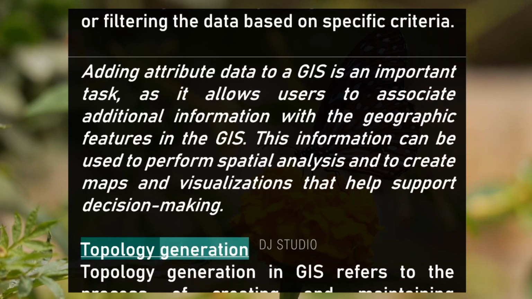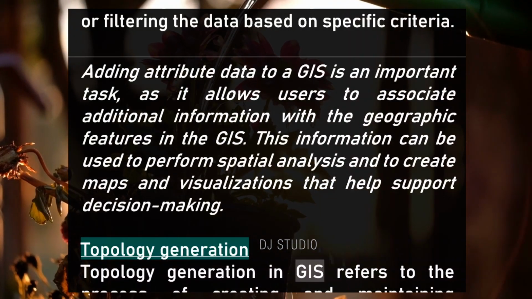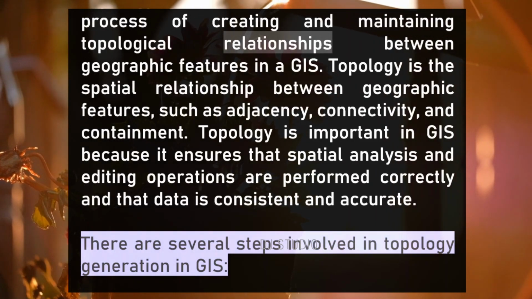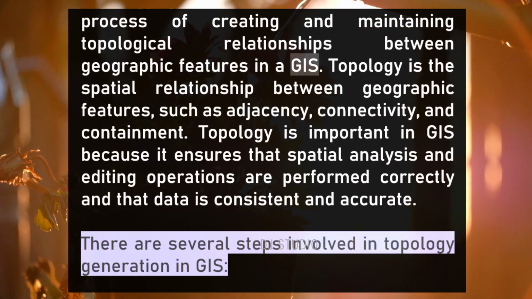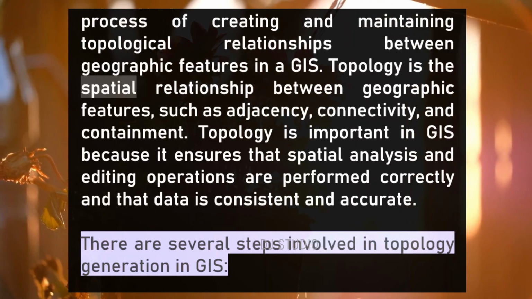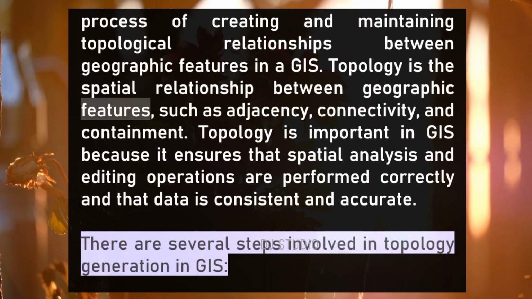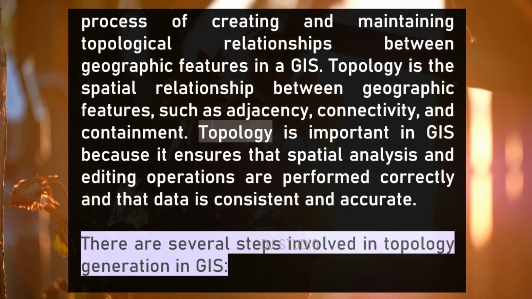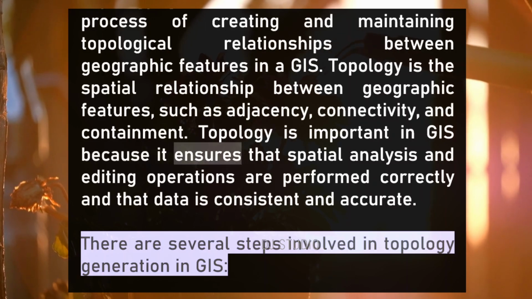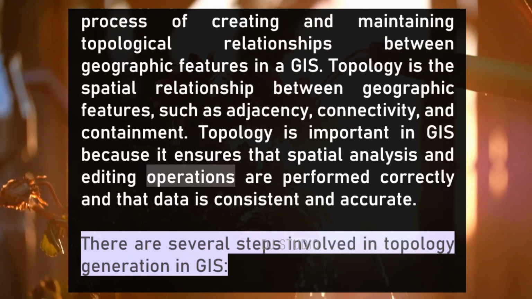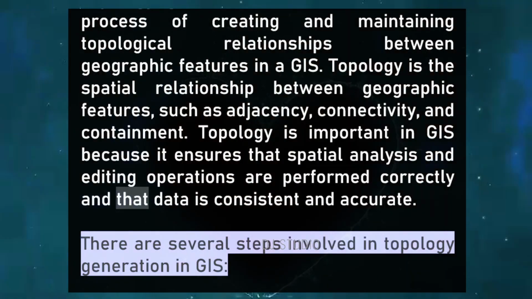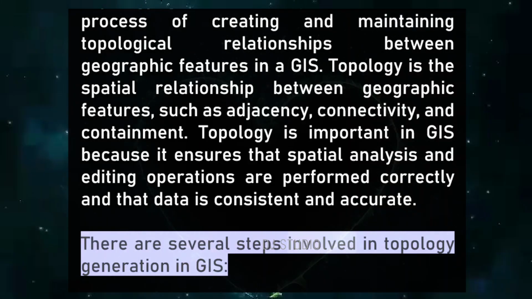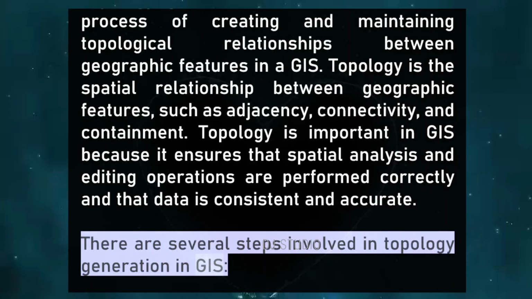Topology generation. Topology generation in GIS refers to the process of creating and maintaining topological relationships between geographic features in a GIS. Topology is the spatial relationship between geographic features, such as adjacency, connectivity, and containment. Topology is important in GIS because it ensures that spatial analysis and editing operations are performed correctly and that data is consistent and accurate. There are several steps involved in topology generation in GIS.